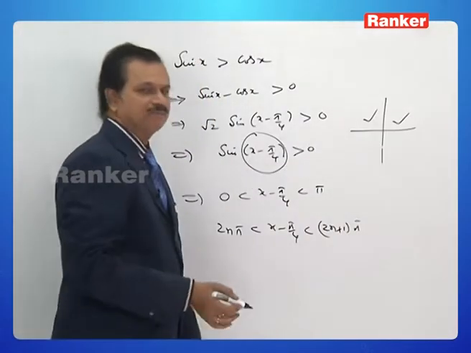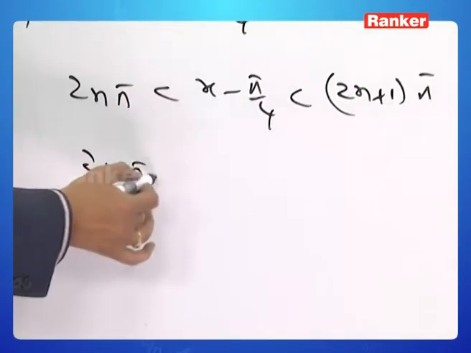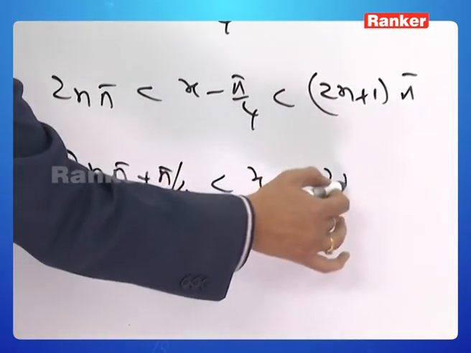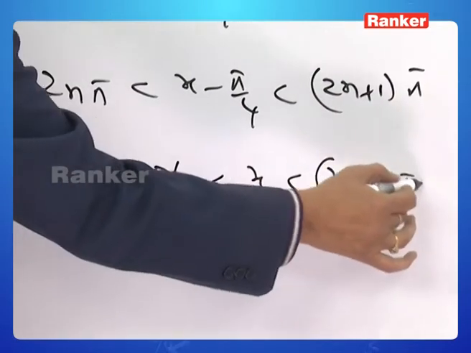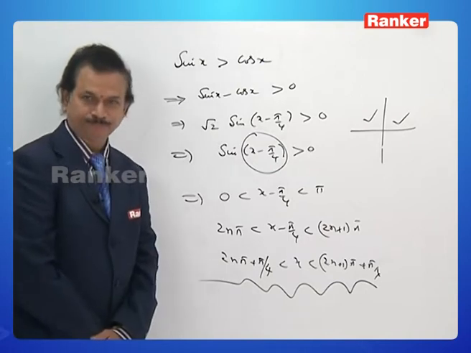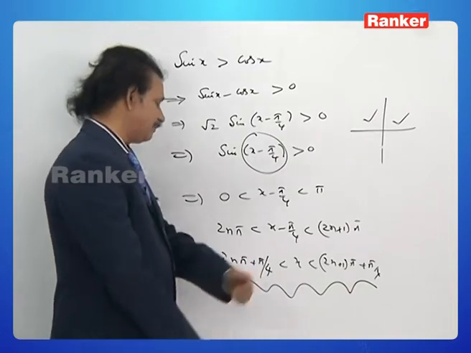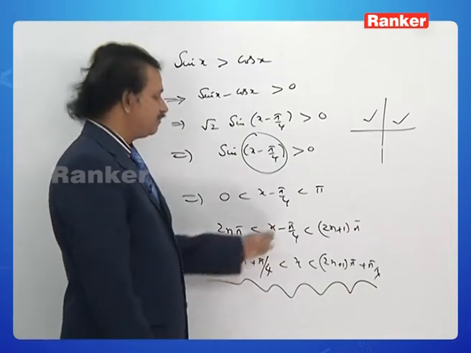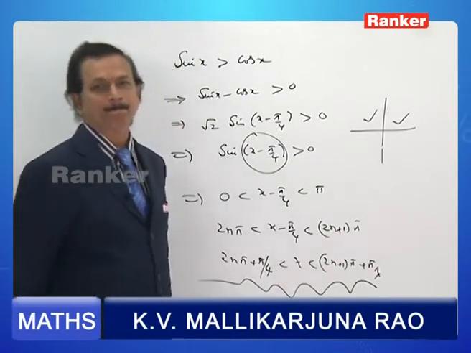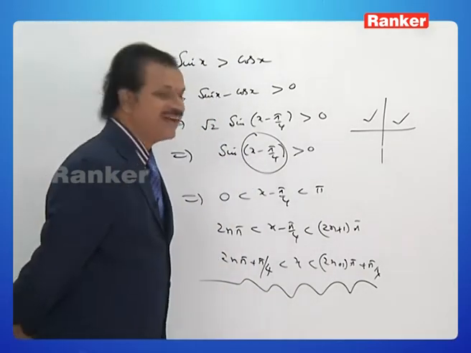That is pi plus 2n pi is 2n plus 1 into pi. Therefore, 2n pi plus pi by 4 less than x less than 2n plus 1 into pi plus pi by 4. This is the suitable option. Observe this, my dear. An even multiple of pi plus pi by 4, next immediate odd multiple of pi plus pi by 4. It should belong to that interval in which sin x is greater than cos x.